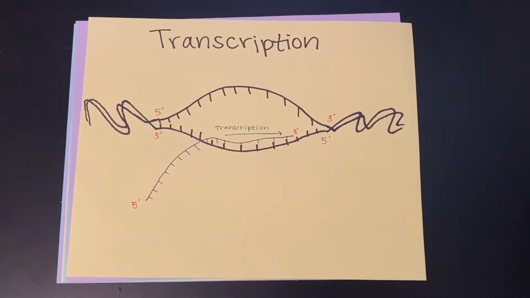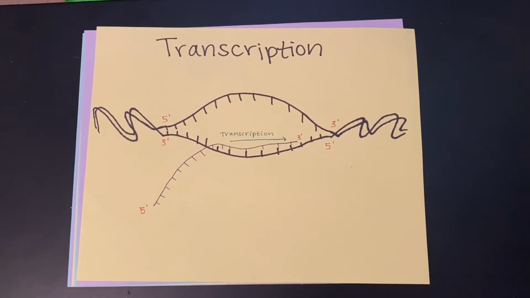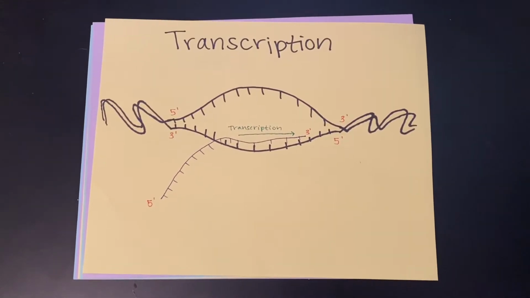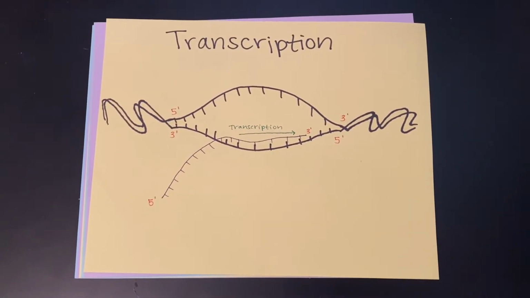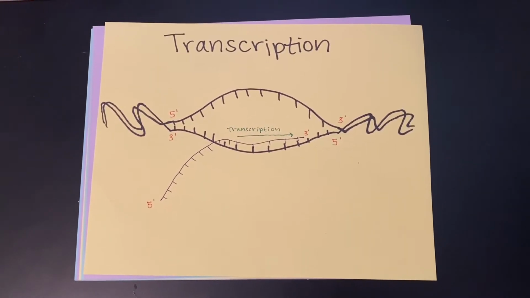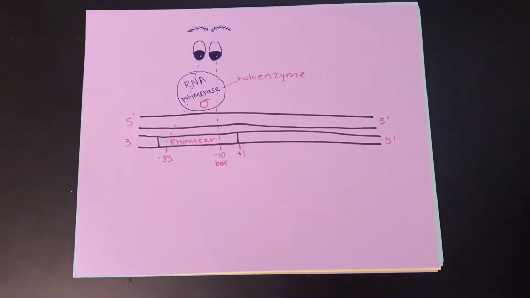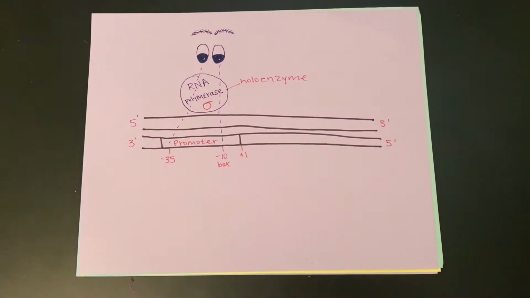Transcription is the process of creating RNA, specifically messenger RNA, from DNA. After transcription, mRNA will travel to a ribosome to be translated into amino acids that will code for proteins. DNA is used as a template for RNA synthesis. The DNA is unwound by an enzyme known as RNA polymerase.